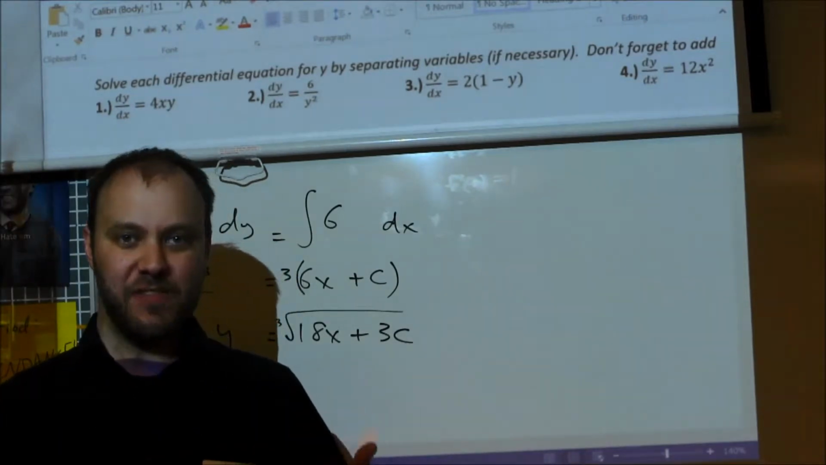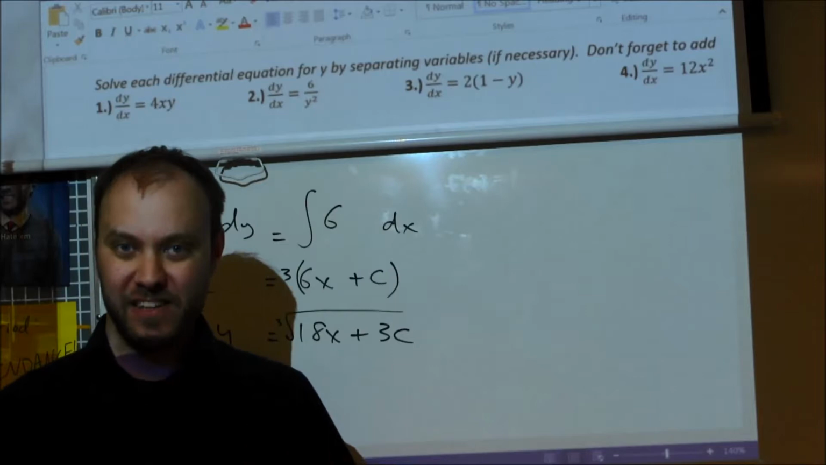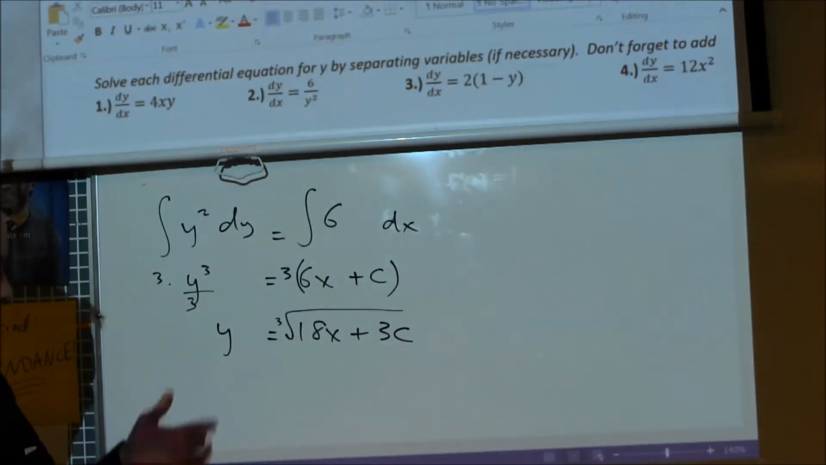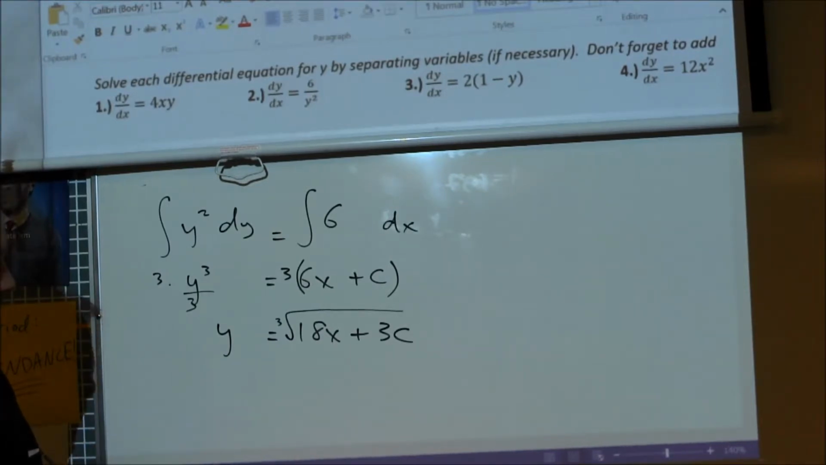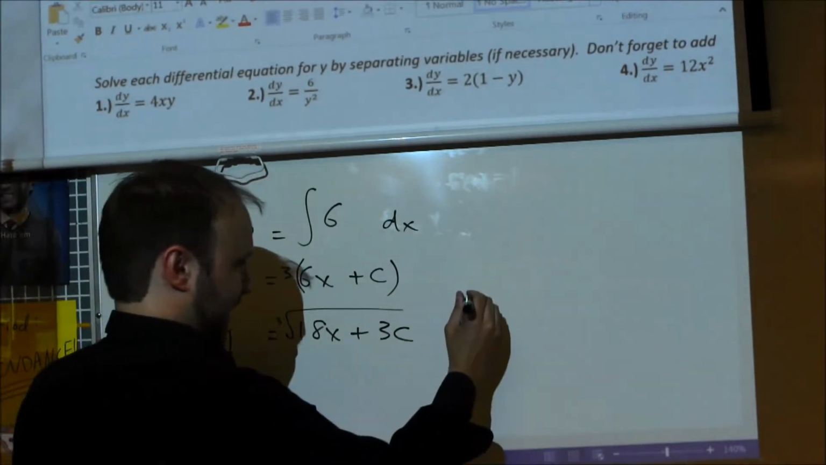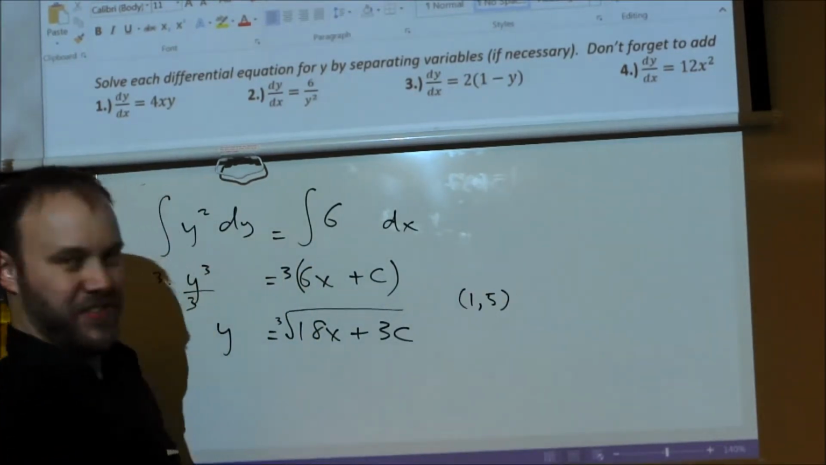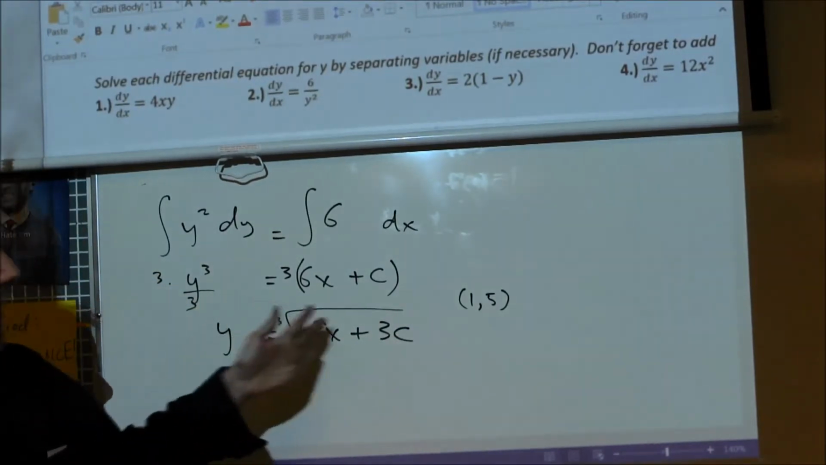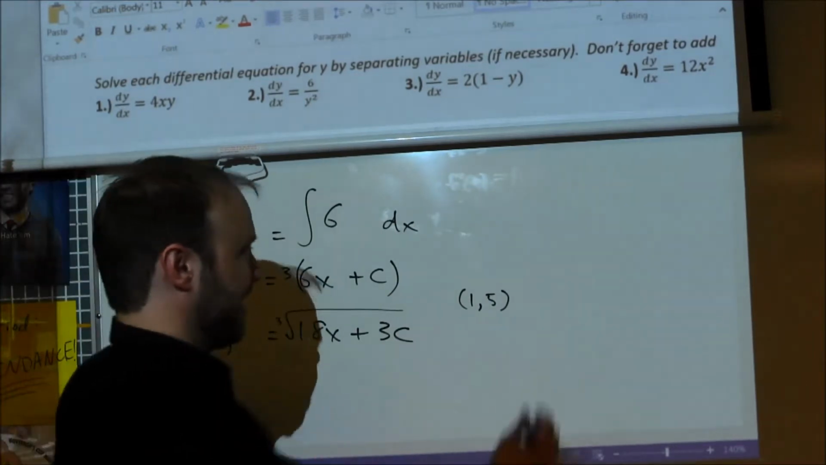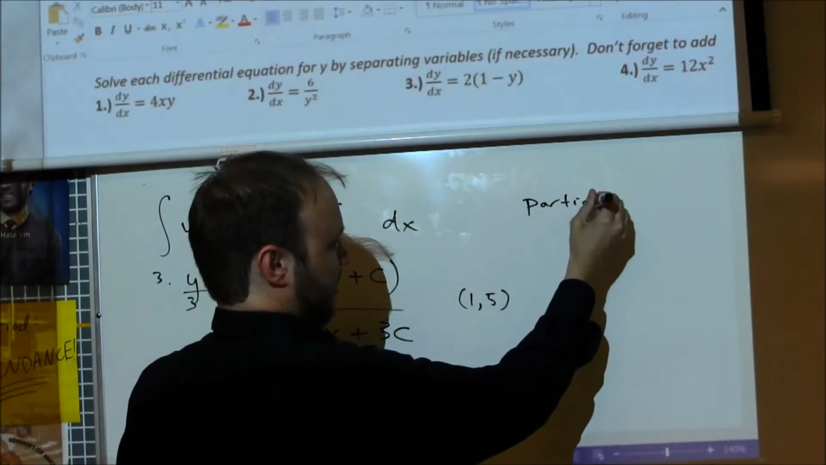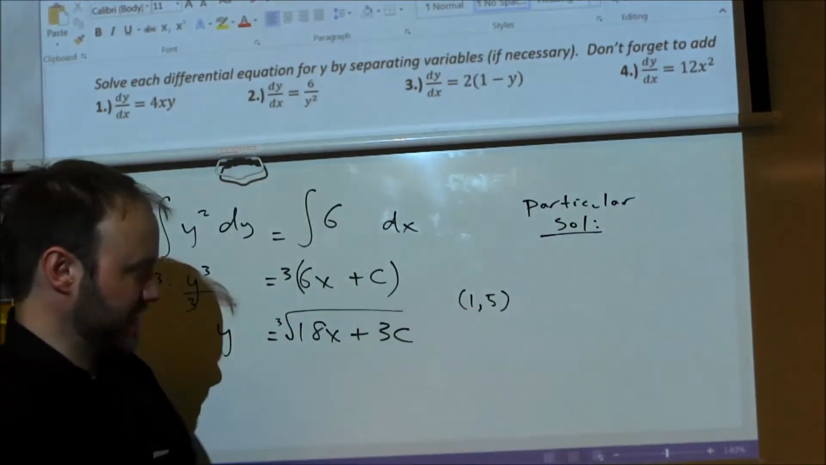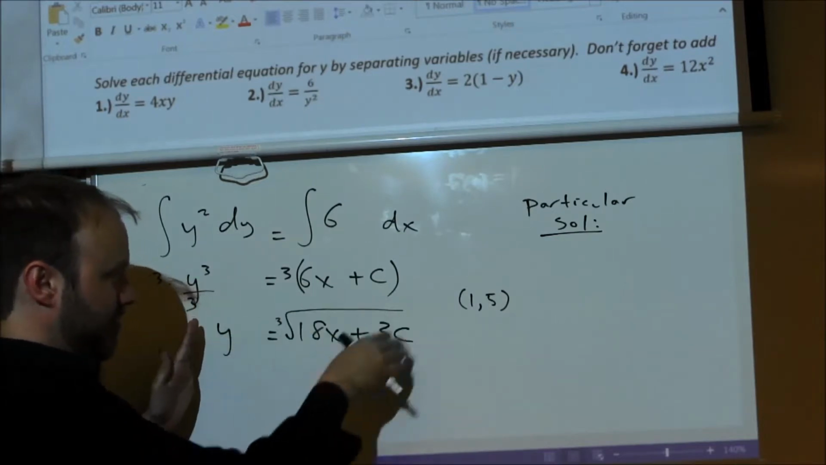If they give you a point and they want you to find the particular solution, you would need to go back and solve this. And they could give you various different things. Let's say that this contains the point 1, 5. I don't know where this is going, but this would be what's called the general solution where you haven't solved for c. If they ask you for a particular solution, they want the solution that contains the point that they give you. So for example, if it contained the point 1, 5, basically I have to substitute that into this equation here.